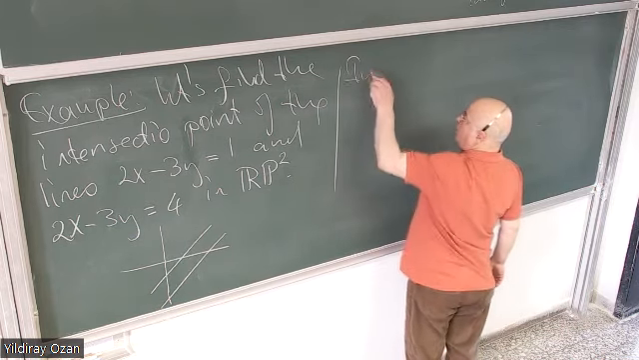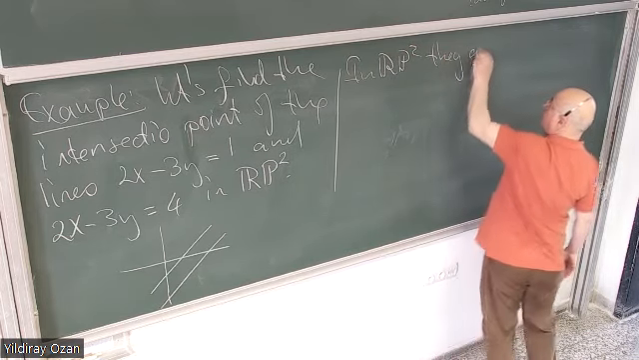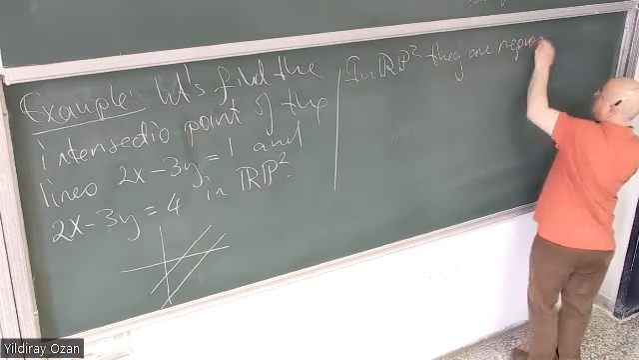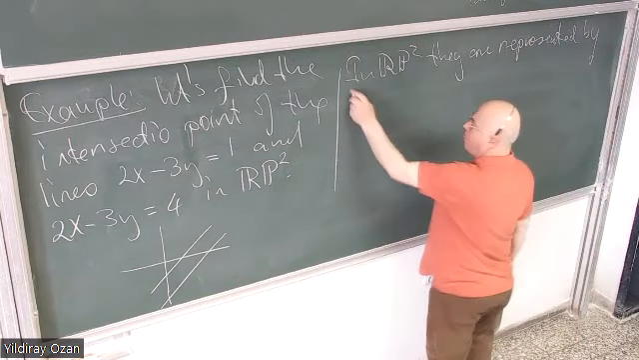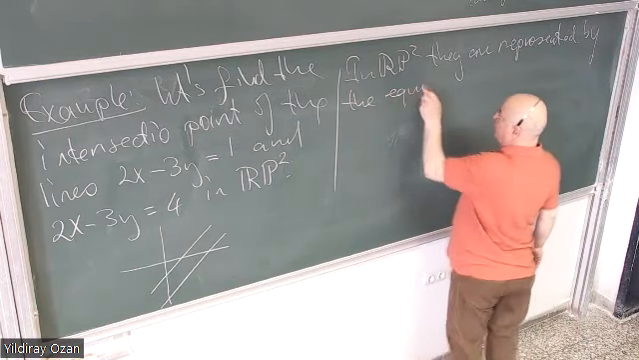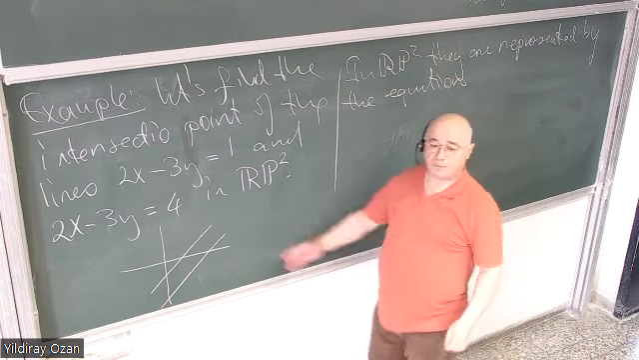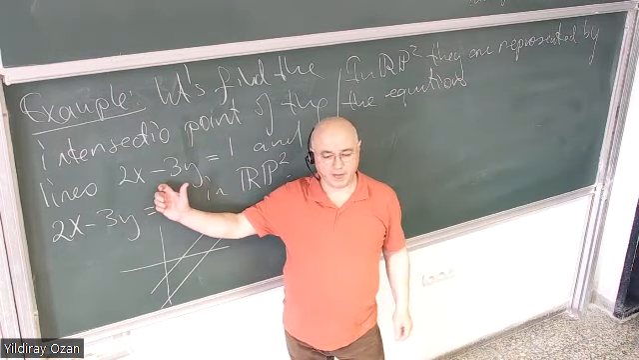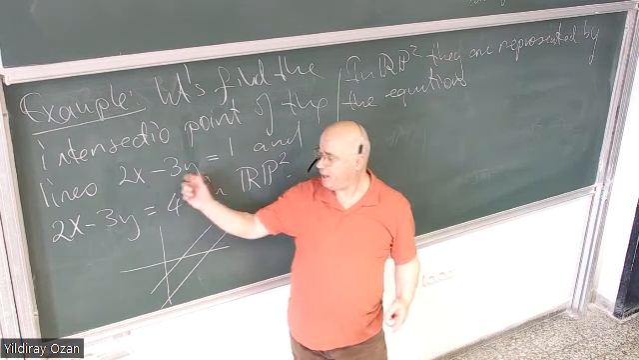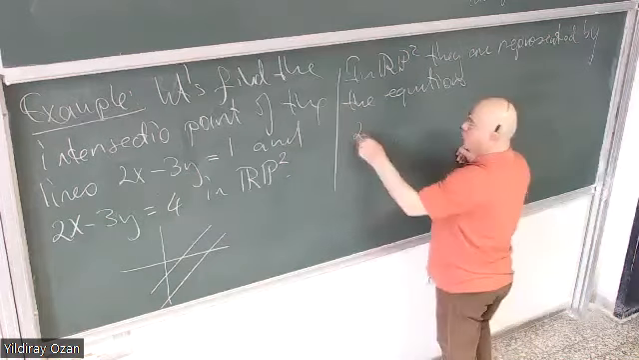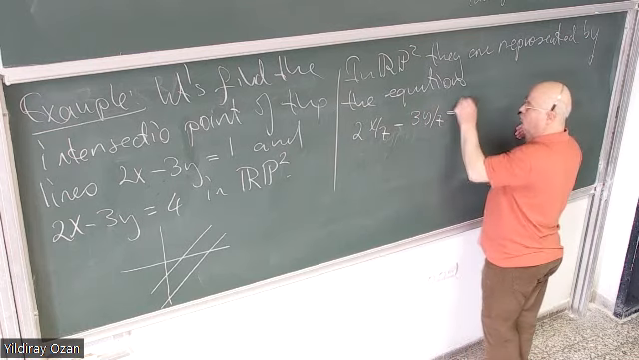In RP2, they are represented by the equations. What are those equations? Nasıl yapıyorduk? Yani bunu düzlem gibi yapacağım, değil mi? Y bölü z, x bölü z yazacağım. So 2x over z minus 3y over z equals 1.